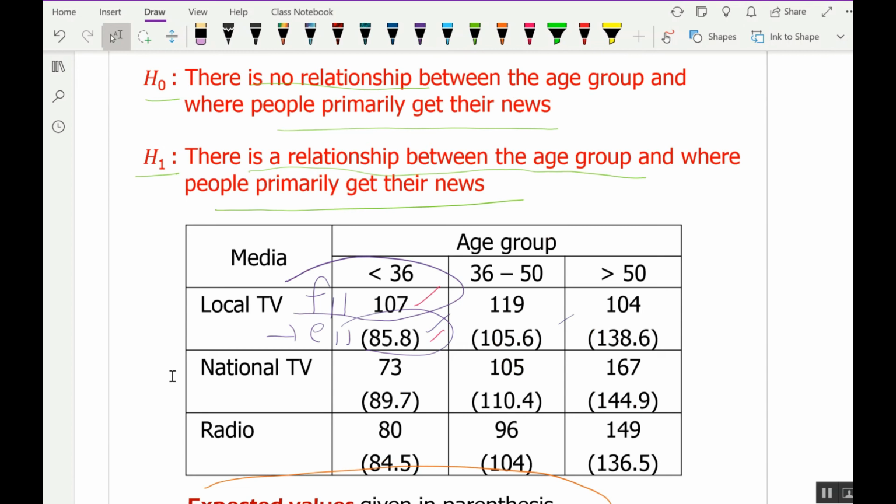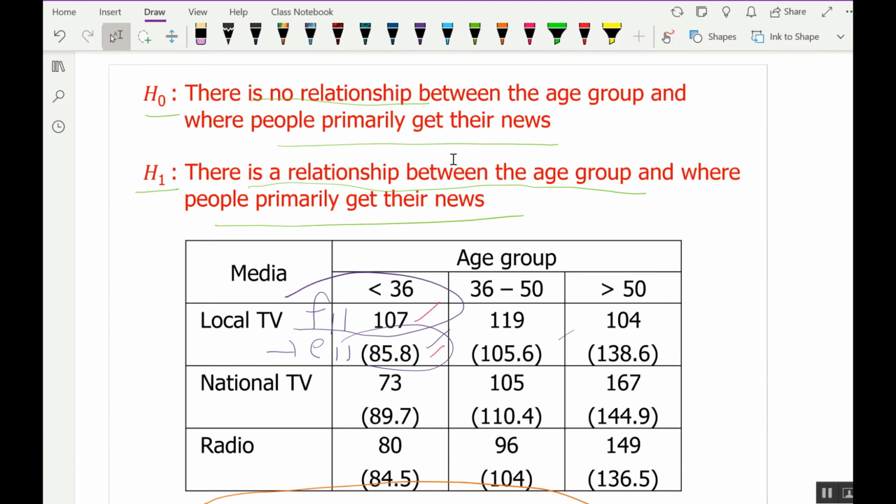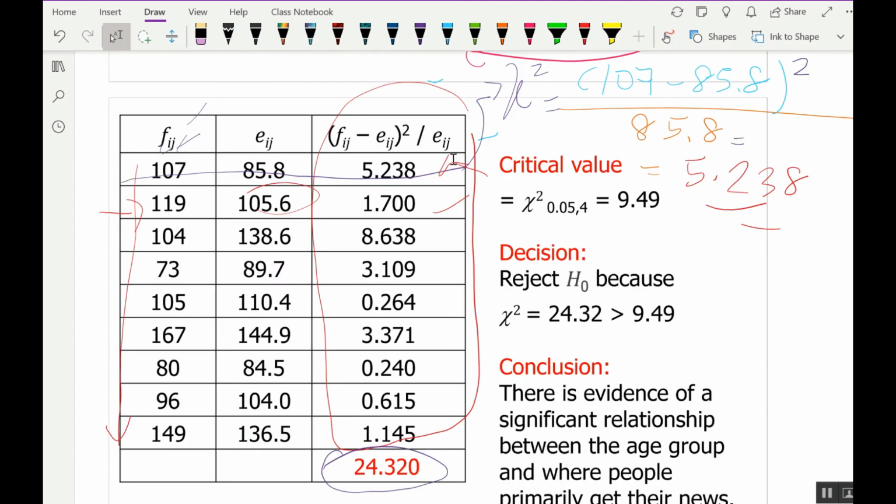If you look back at the formula, it needs you to calculate the summation over all rows and all columns. That's why you need to total up all the calculations of the Fij minus Eij squared divided by Eij. So you need to accumulate and total up. This is basically the amount that you need at the end, not each individual value.